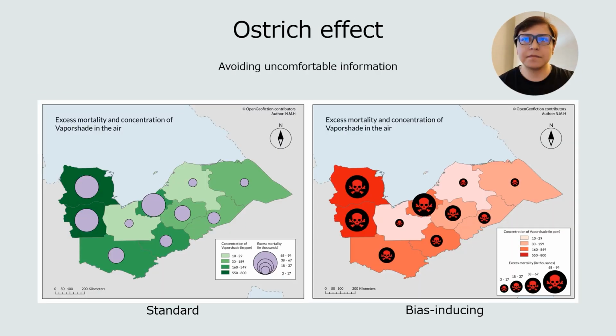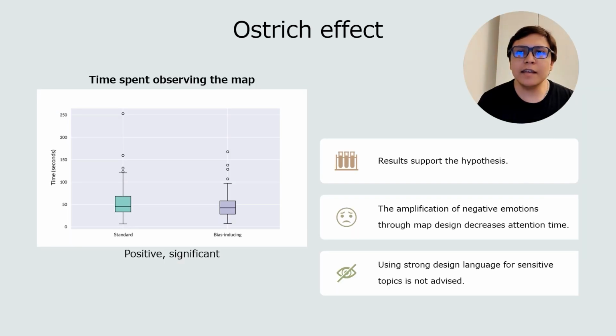Now I want to discuss the ostrich effect, which makes people avoid negative, uncomfortable information. I created these two maps showing data about disease and casualties, and in the bias-inducing one, I used an inflammatory rhetoric to create more negative emotions in the user. In this case, the results were positive. The bias-inducing map triggered more negative emotions in the viewer, and they tried to avoid it as a result of that.